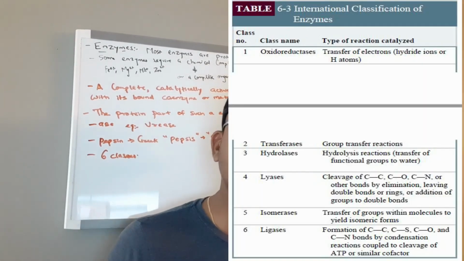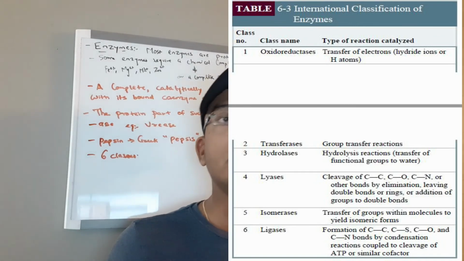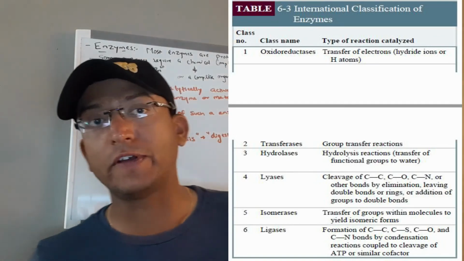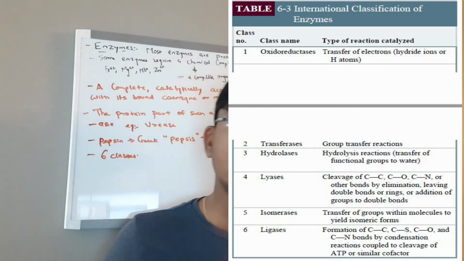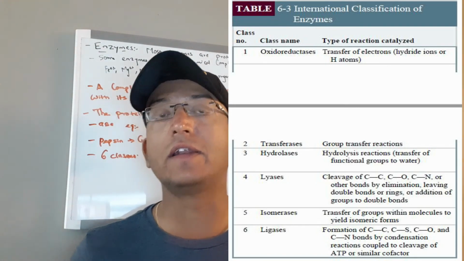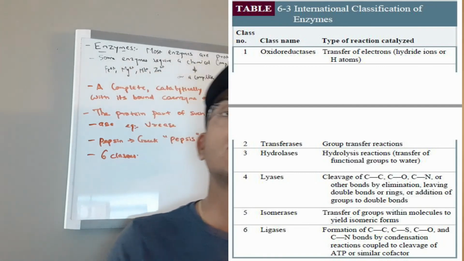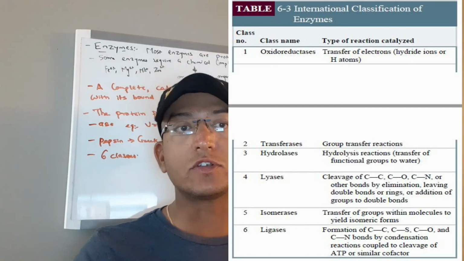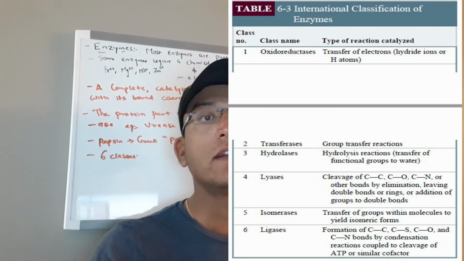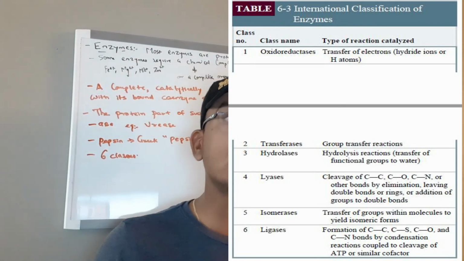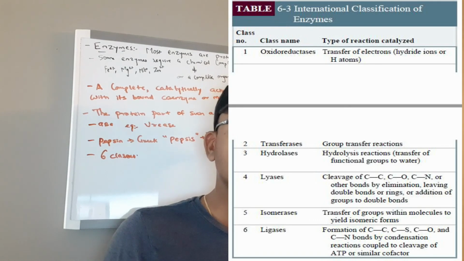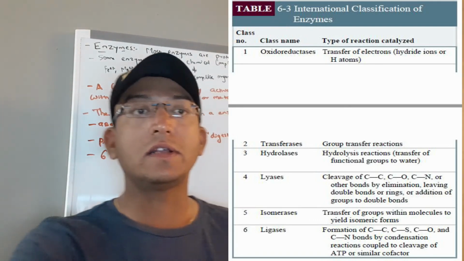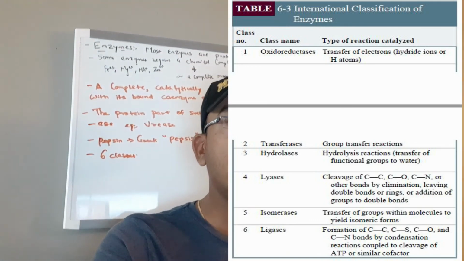On your screen you can see the table of the international classification of enzymes. Class 1 is the oxidoreductases, which transfer electrons and so on. You can read all this. Then there are transferases, hydrolases, lyases, isomerases and ligases. So these are the enzyme classes.